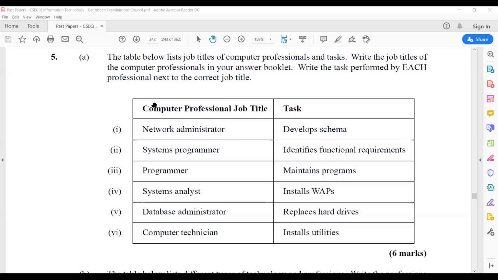Okay, I just put a question up there. Have a look at this question. The table shows job titles and tasks, and you need to determine which job title is responsible for which task. You'll get a couple of minutes to work on this one.